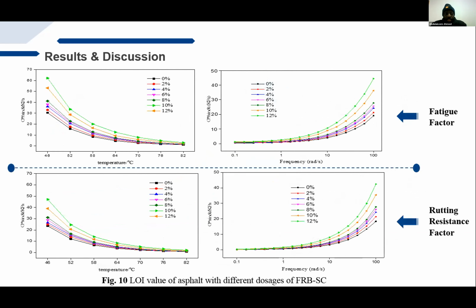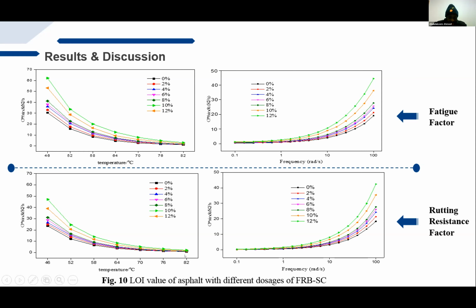We performed temperature and amplitude sweep tests for the base asphalt and the flame retardant asphalt. And because there's not a lot of time, generally we found that the rutting resistance factor was improved, the complex modulus increased and the phase angle decreased respectively. And the fatigue factor basically just decreased, it increased as the frequency increased.